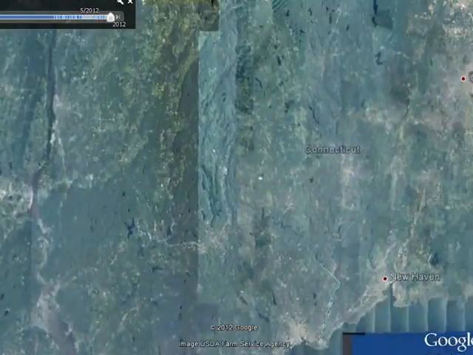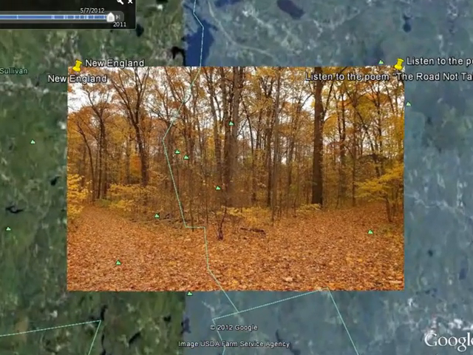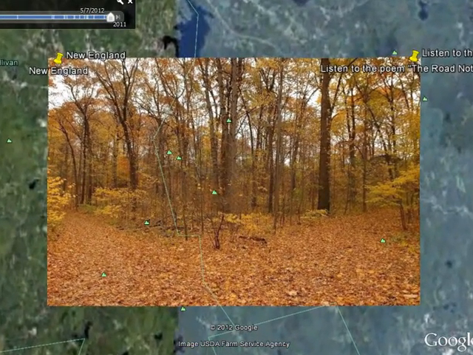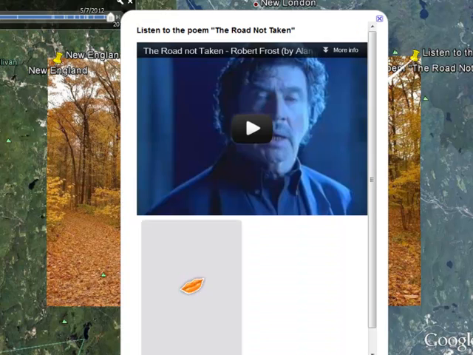North of here is a section of the United States called New England, where Robert Frost wrote about in his poem, The Road Not Taken. If you come back, you'll be able to hear another famous actor recite his poem, or see another Voki which we made.